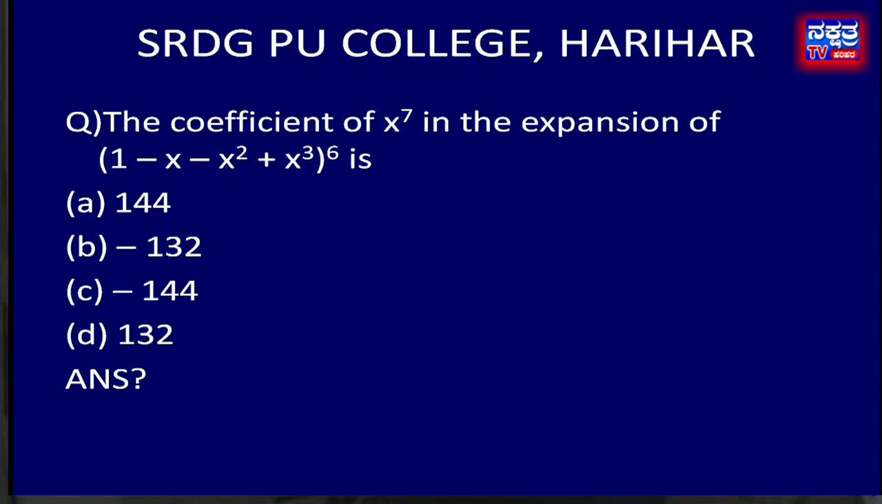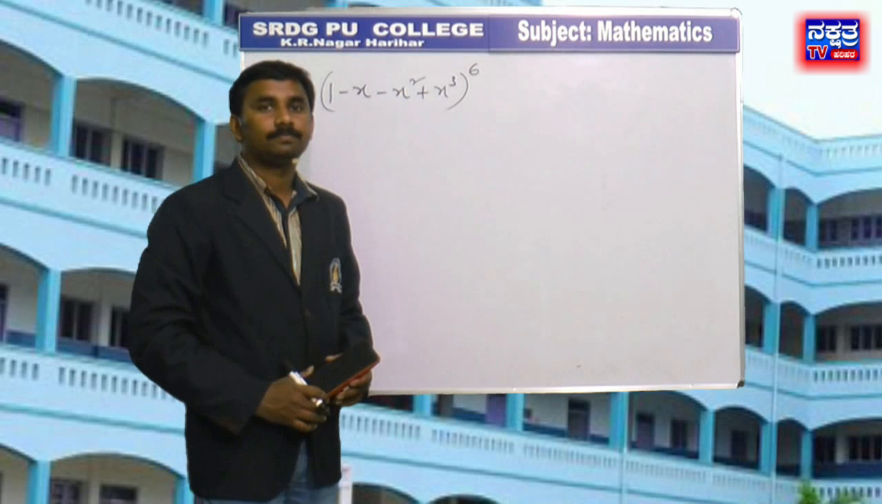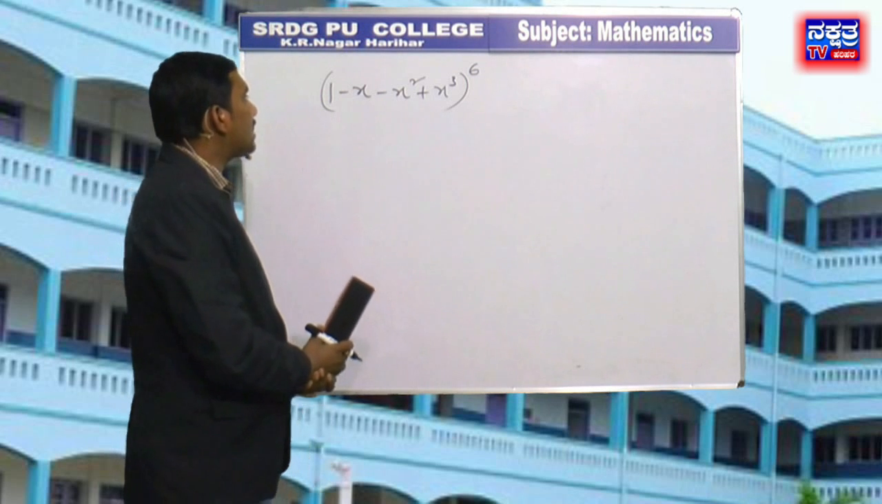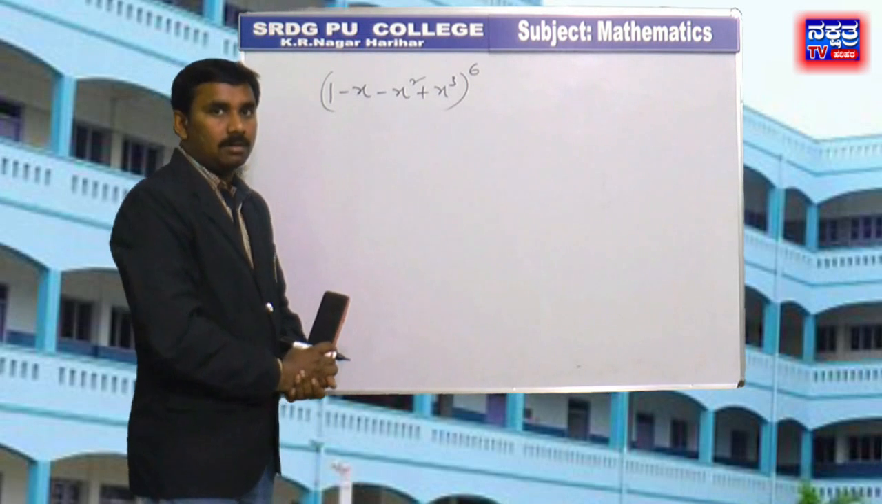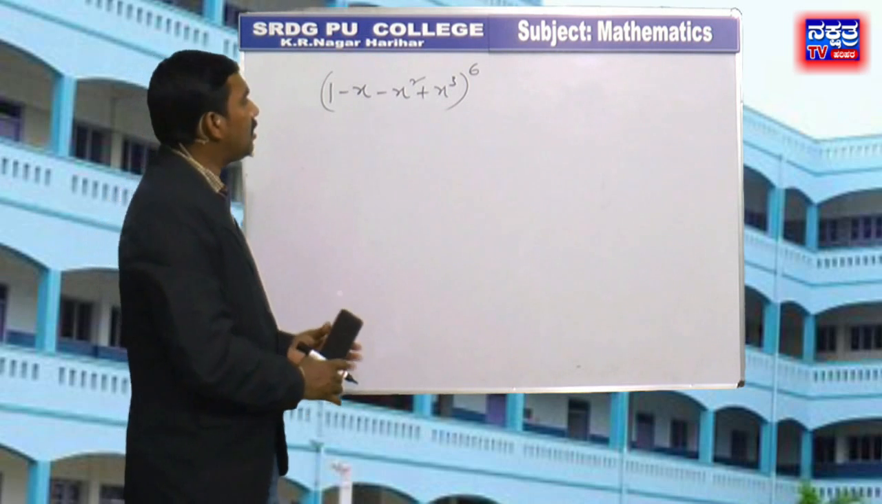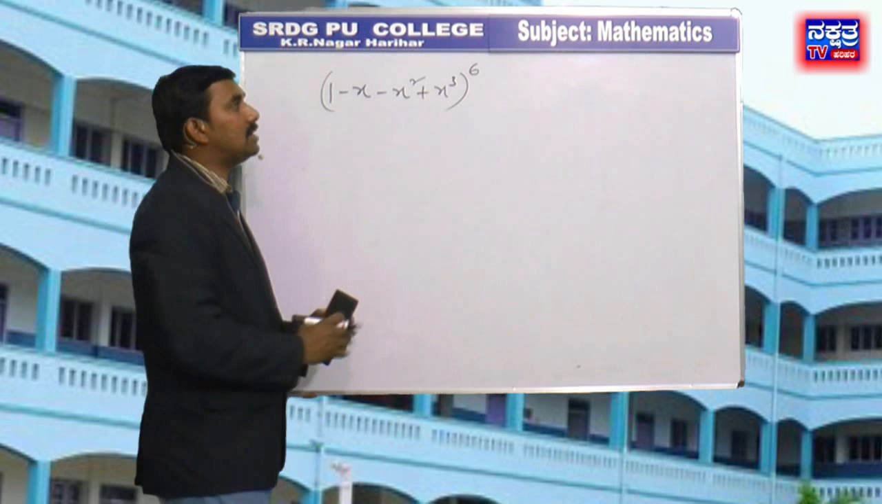Watch the next question. The coefficient of x power 7 in the expansion of (1 minus x square plus x cube) whole power 6 is: option A 144, option B minus 132, option C minus 144, option D 132. Watch the board. Dear students, given expansion (1 minus x square plus x cube) whole power 6, it is multinomial, not binomial, multinomial.